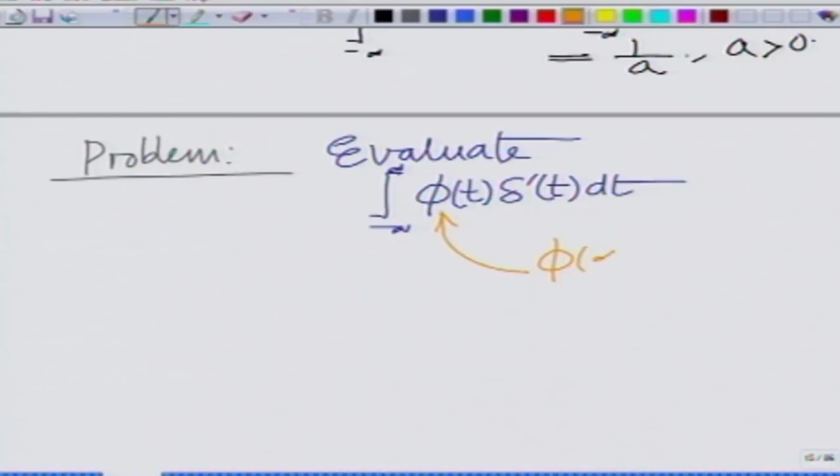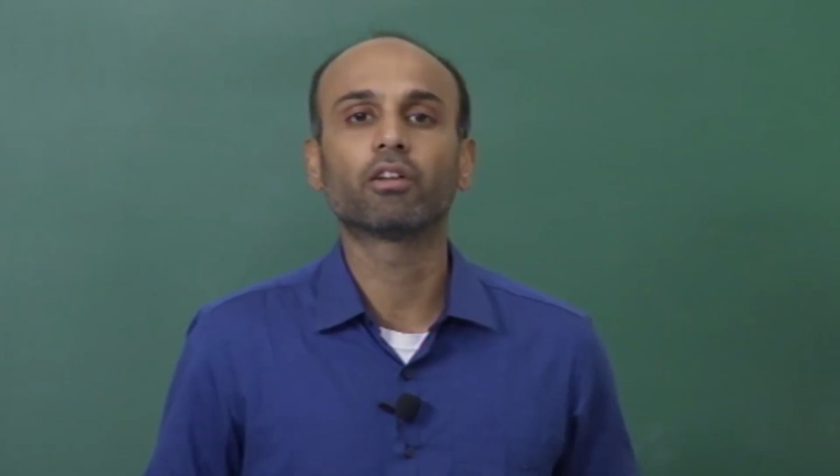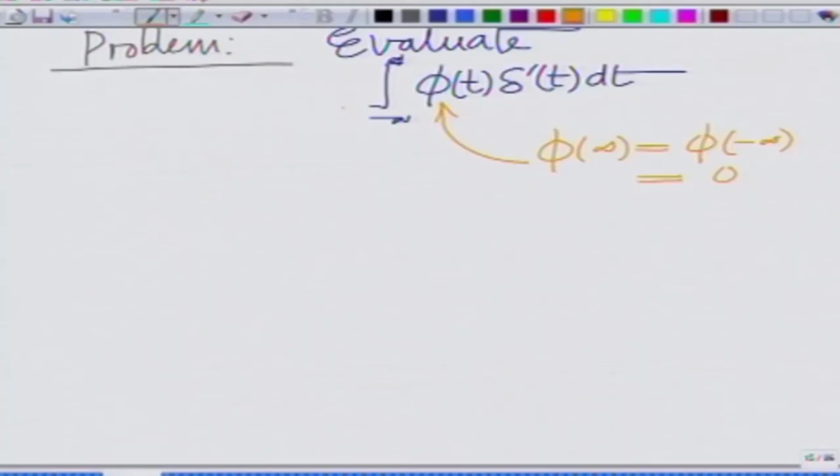that phi of infinity, or basically the limit as t tends to infinity of phi of t, equals phi of minus infinity equals 0, or in general this can be any constant, that is phi of t does not blow up to infinity or minus infinity as t tends to either infinity or minus infinity. Now, if you look at this, I can evaluate this by parts.